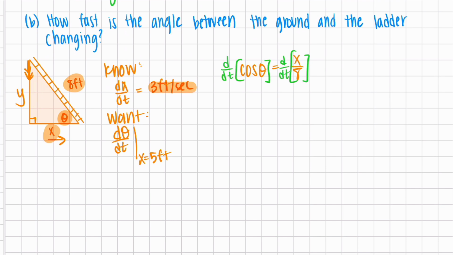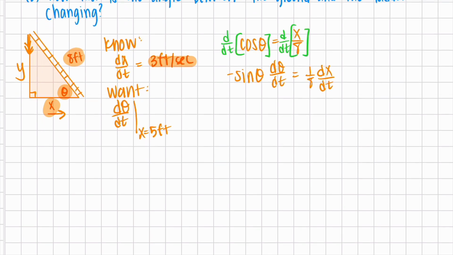Derivative of cosine is negative sine of theta. d theta/dt equals 1/8 dx/dt. After we take the derivative with respect to t, I can now plug everything in. So I want to know what sine of theta is in that moment. So same thing I did before.